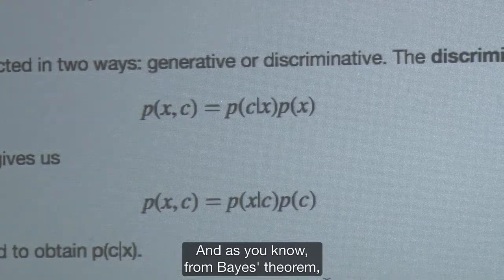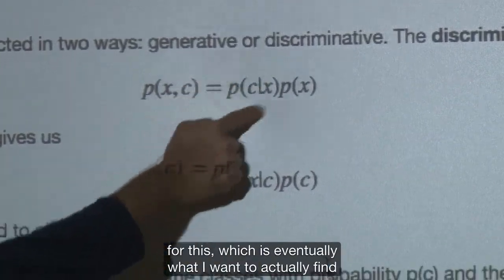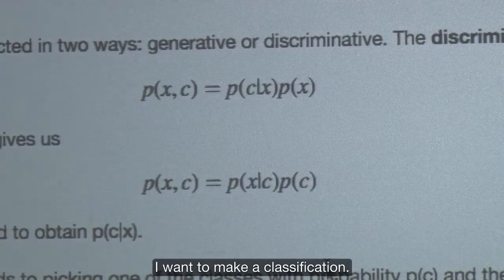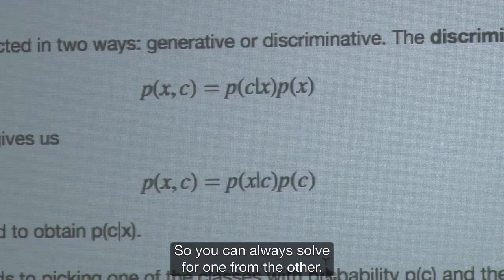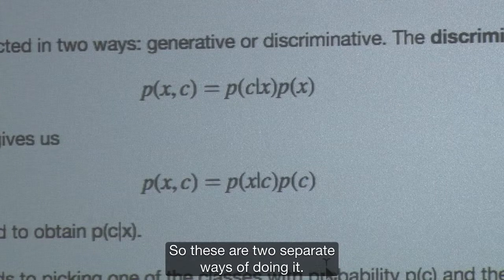And as you know from Bayes' theorem, these two are equal to each other. So once I get this, I can always solve for this, which is eventually what I want to actually find: P(C|x). I want to make a classification. So you can always solve for one from the other. But these are two separate ways of doing it.